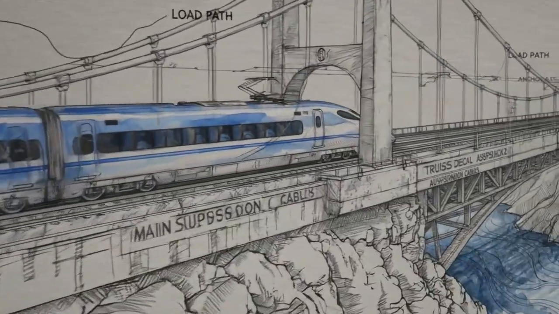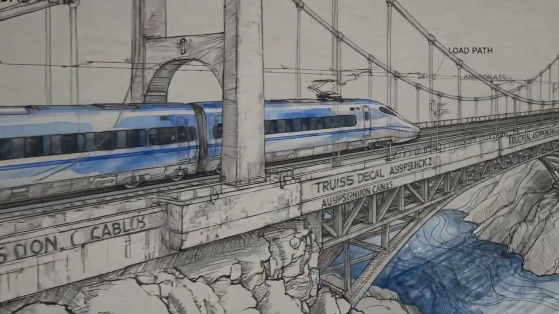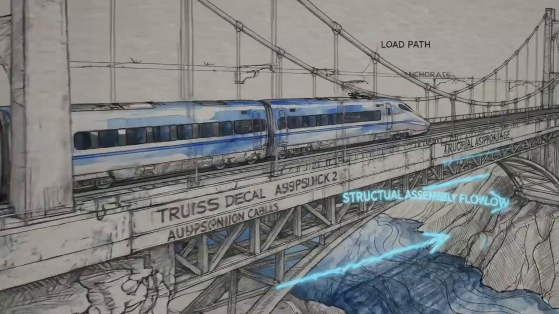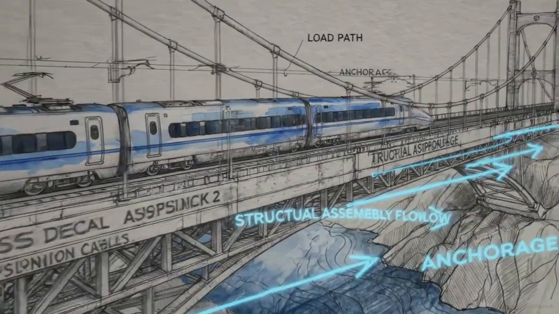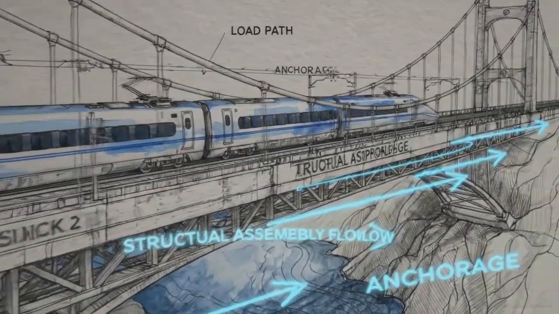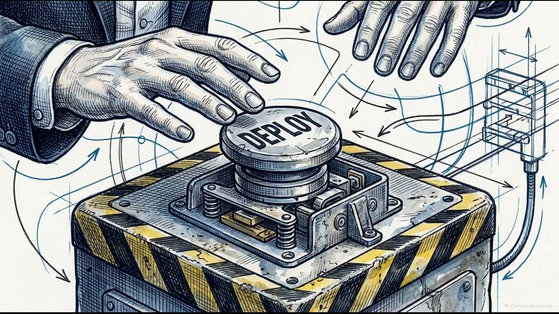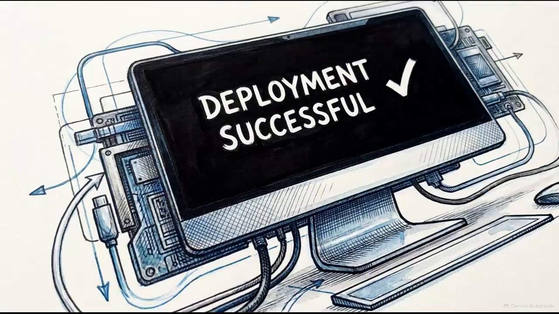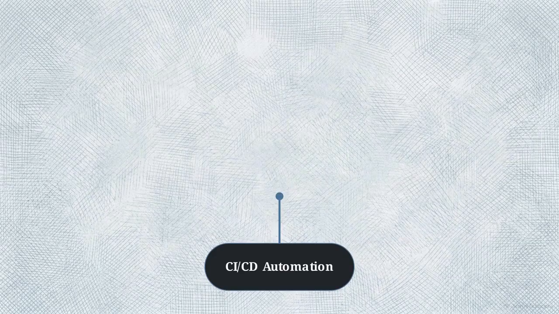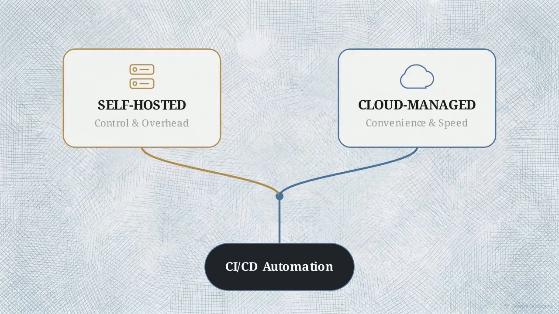Continuous integration and continuous deployment, or CI/CD, is the bridge connecting the raw code developers write to the live software users actually interact with. Automating that exact pathway is no longer a luxury for software teams. It is a strict requirement to ship anything reliably.